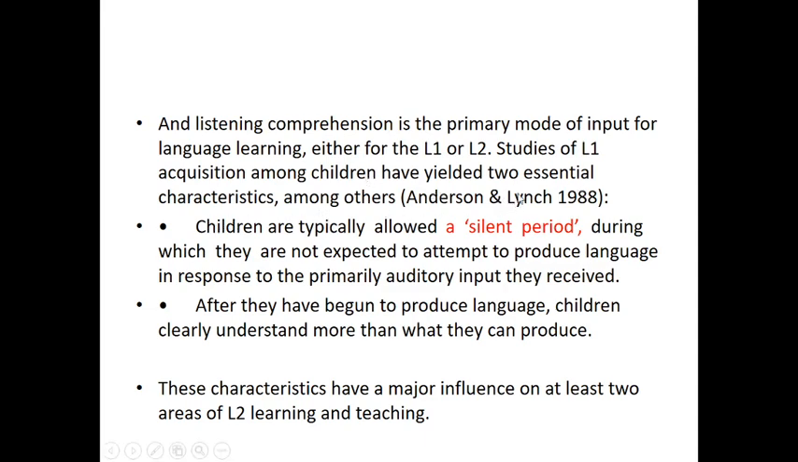So, what are these two characteristics? Children are typically allowed a silent period during which they are not expected to attempt to produce language in response to the primary auditory input they receive. Even among adults, in adult learning of a second language, there is a silent period. They go through the same thing when they learn a second language. After they have begun to produce language, children clearly understand more than what they can produce. So when they start producing language, they understand more than what they can produce. These characteristics have a major influence on at least two areas of second language learning and teaching.